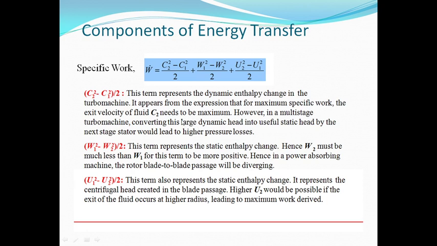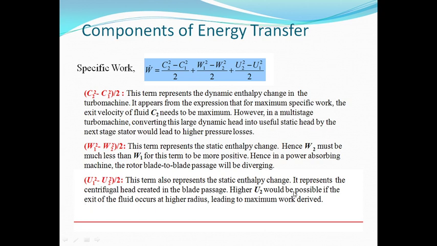What we need to understand is, to supply more work you need to raise these terms. That means if you want to supply more work, you can increase your diameter or you can increase your speed and you can change your flow angles. Then a combination of those will raise your specific work. So this is called the dynamic enthalpy. Dynamic means it's related to your velocities. And W1 and W2 correspond to the static enthalpy change. And this is again a static enthalpy change.